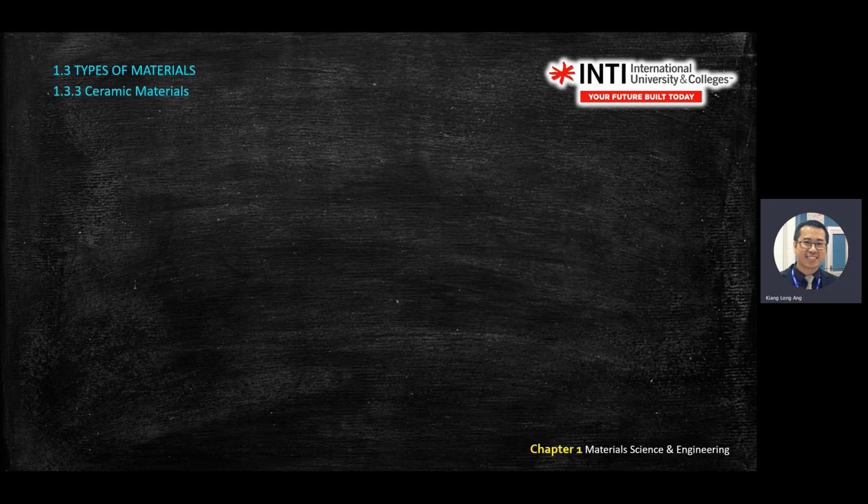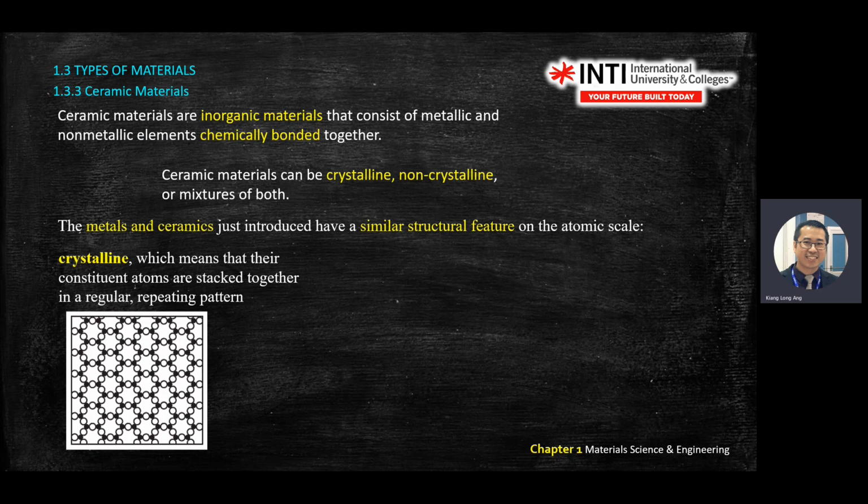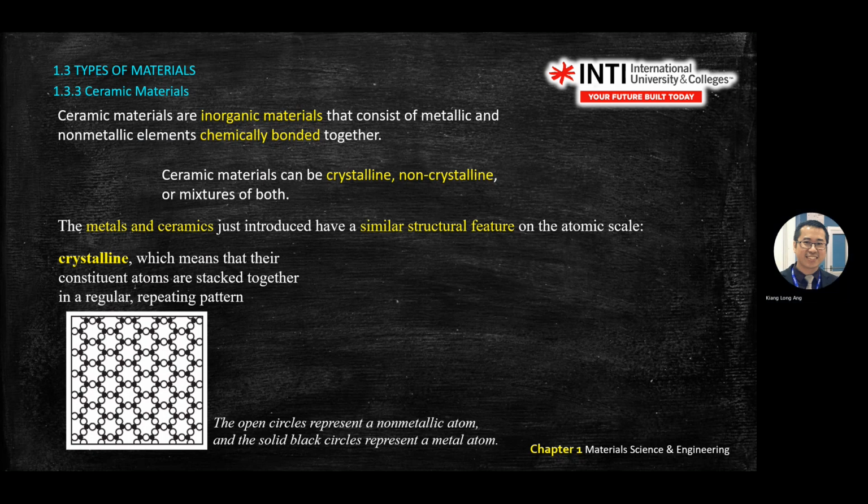Okay. So this one is question 21 in your tutorial if you downloaded it. So what is ceramic? Ceramic is an inorganic material, but the elements are chemically bonded together. It can be a crystalline or non-crystalline mixture. The structure can be both. So this is the schematic diagram of the structure.